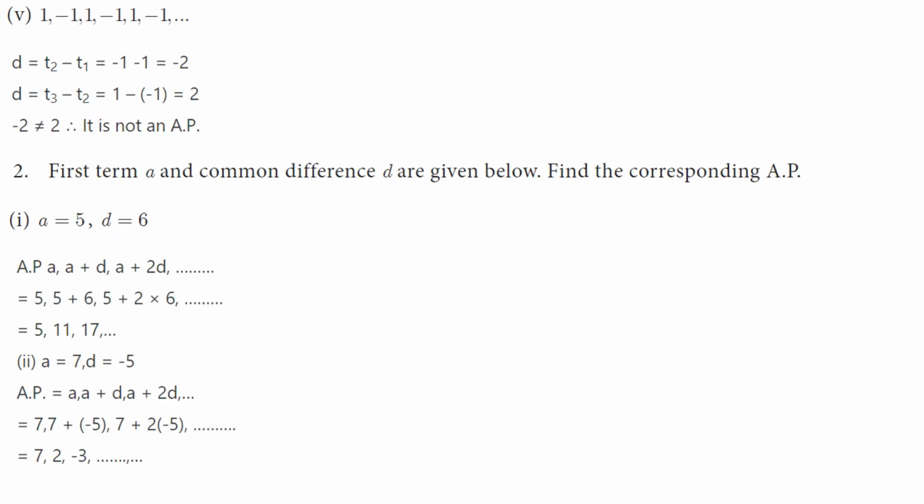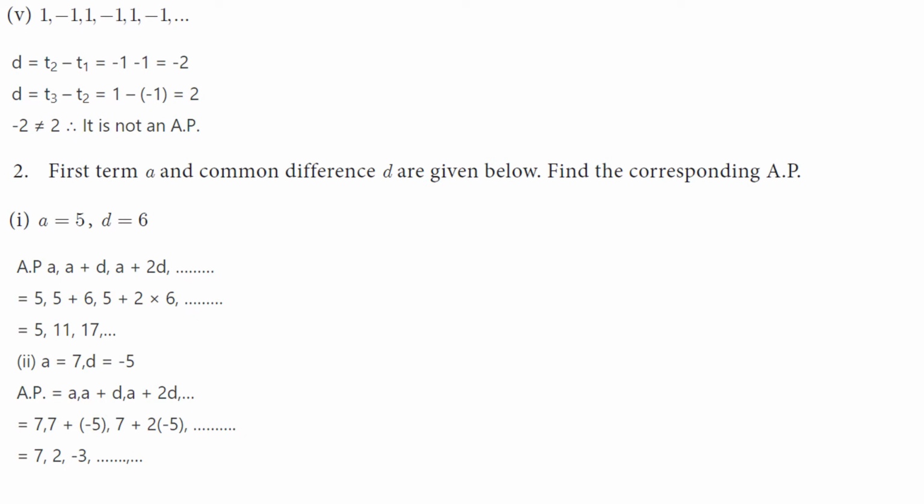Next: 1, minus 1, 1, minus 1. D equal to T2 minus T1. That is second term minus first term, minus 1 minus 1, minus 2. Next D equal to T3 minus T2, third term minus second term. That is 1 minus of minus 1. So we make it 1 plus additive inverse of minus 1, plus 1. That is 1 plus 1 equal to 2. Therefore minus 2 is not equal to 2. Therefore it is not an AP.